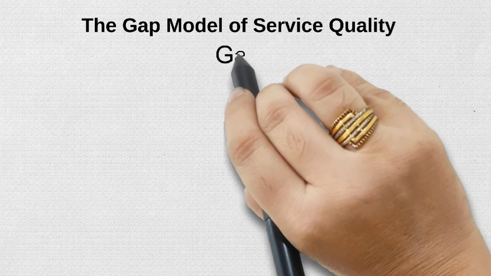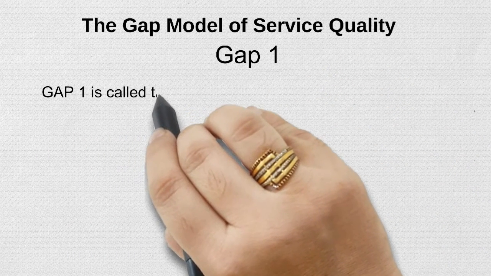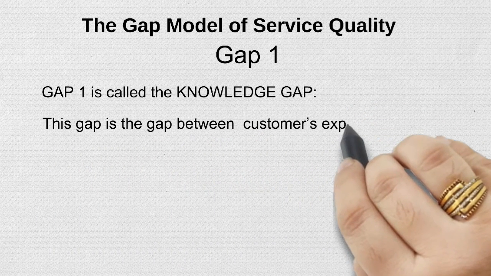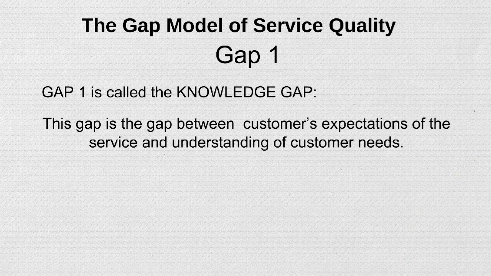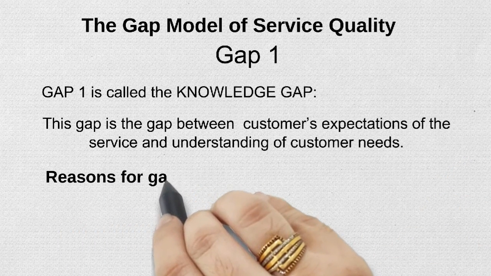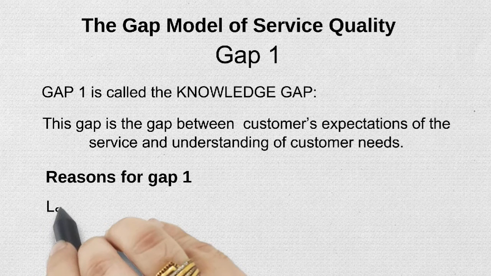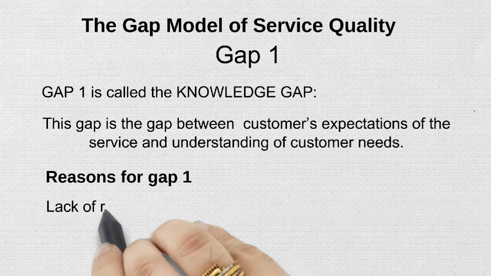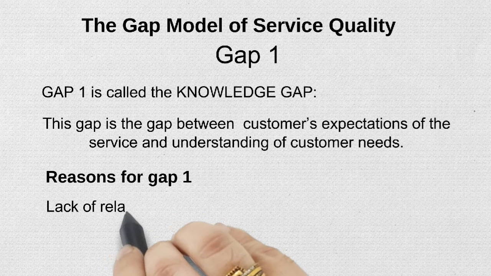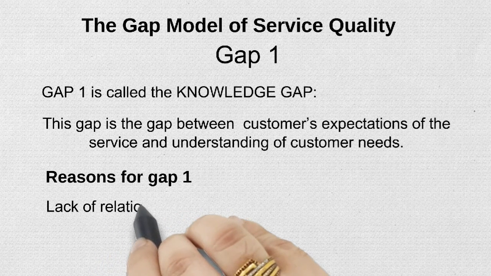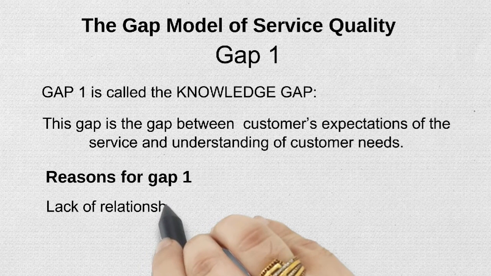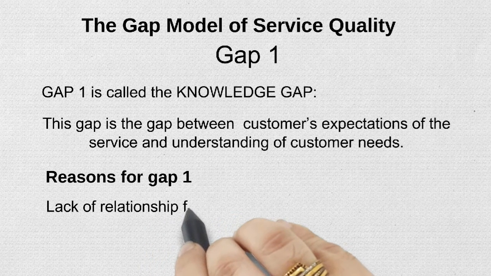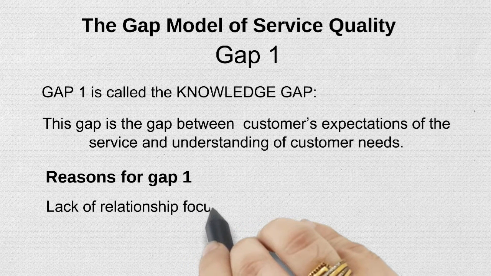Gap 1 is called knowledge gap. This gap, as we just saw, is a gap between customers' expectation of service and understanding of customer needs. So, what do you feel are the reasons for these gaps? That the company is not able to understand the needs of the customer. Naturally, when the company is lacking a relationship focus, then it will not be able to understand the needs of the customer. So the first reason for gap 1 is lack of relationship focus.